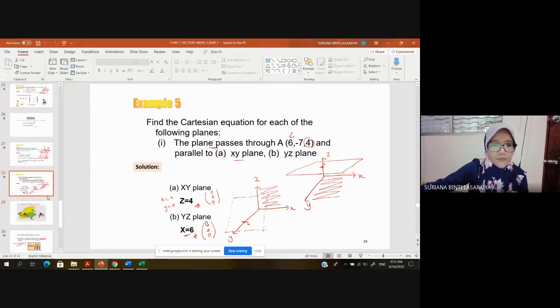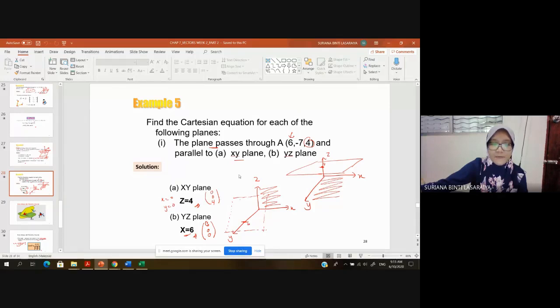Ada correction dekat sini ya, yang example yang ini. Find the Cartesian equation for each of the following. Yang the first A ini okay lah. It is parallel to XY plane. Tapi yang ini nih, yang YZ plane ni, saya tersalah sketch plane itu. Sepatutnya plane itu dekat X axis. Boleh understand kah? Dekat saya punya video, saya tulis dekat plane Y axis kan. Plane itu ada dekat Y axis, tapi sebenarnya dia dekat X axis because they are parallel to YZ.